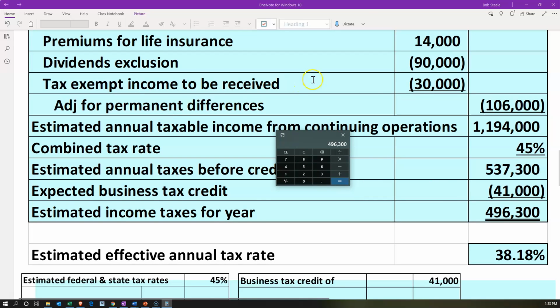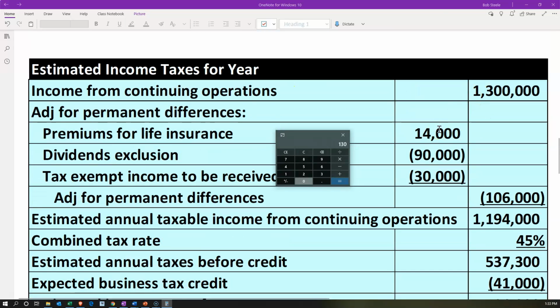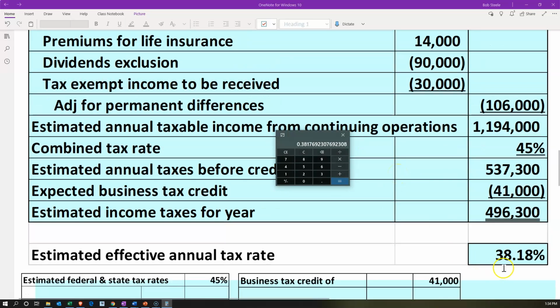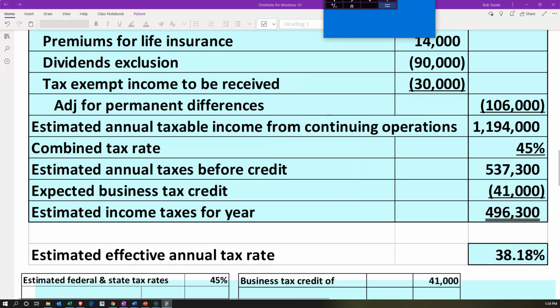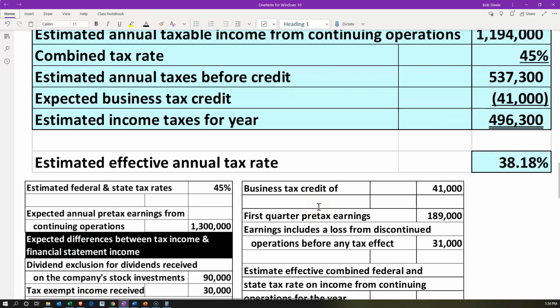So I'm going to take this 496,300 divided by the 1,000,130,000, and that's going to give us about 38.18. So it's rounding. So notice rounding will be involved here. And because we work this in software, notice that it's going to use the actual number when we do the calculation on it. But it is, of course, an estimate that we are using. When we think about estimates, it's not a perfect thing. So rounding is okay with an estimate. So that's going to be our estimated effective annual tax rate.